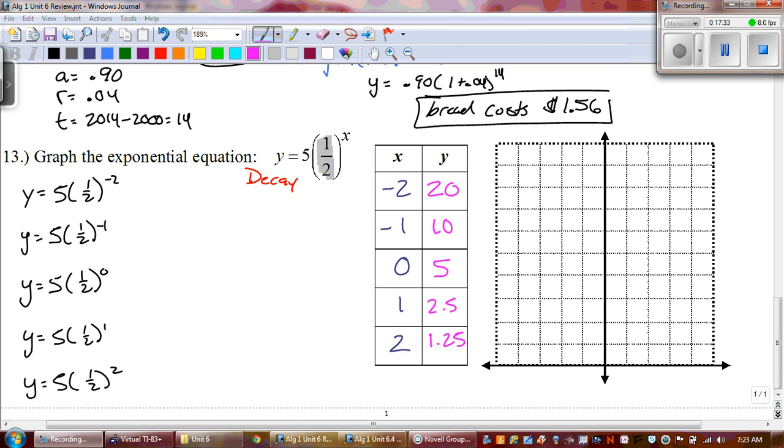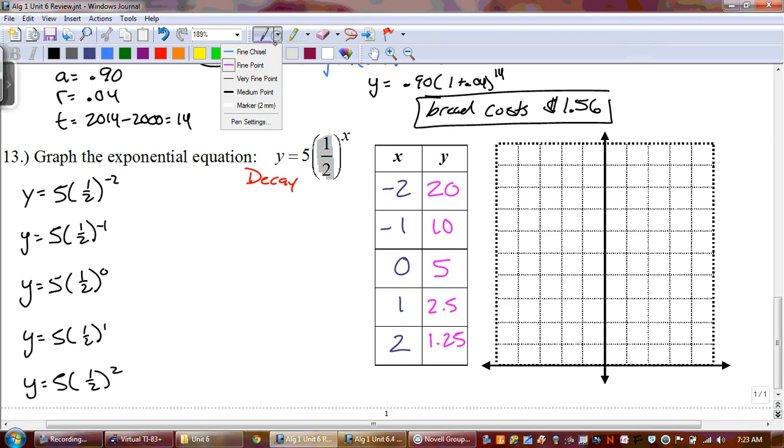Okay, and there you go. Now, the ones that we can graph: -1, 10, 0, 5, 1, 2.5. Oh, we can actually graph all of these, and 2 and 1.25.